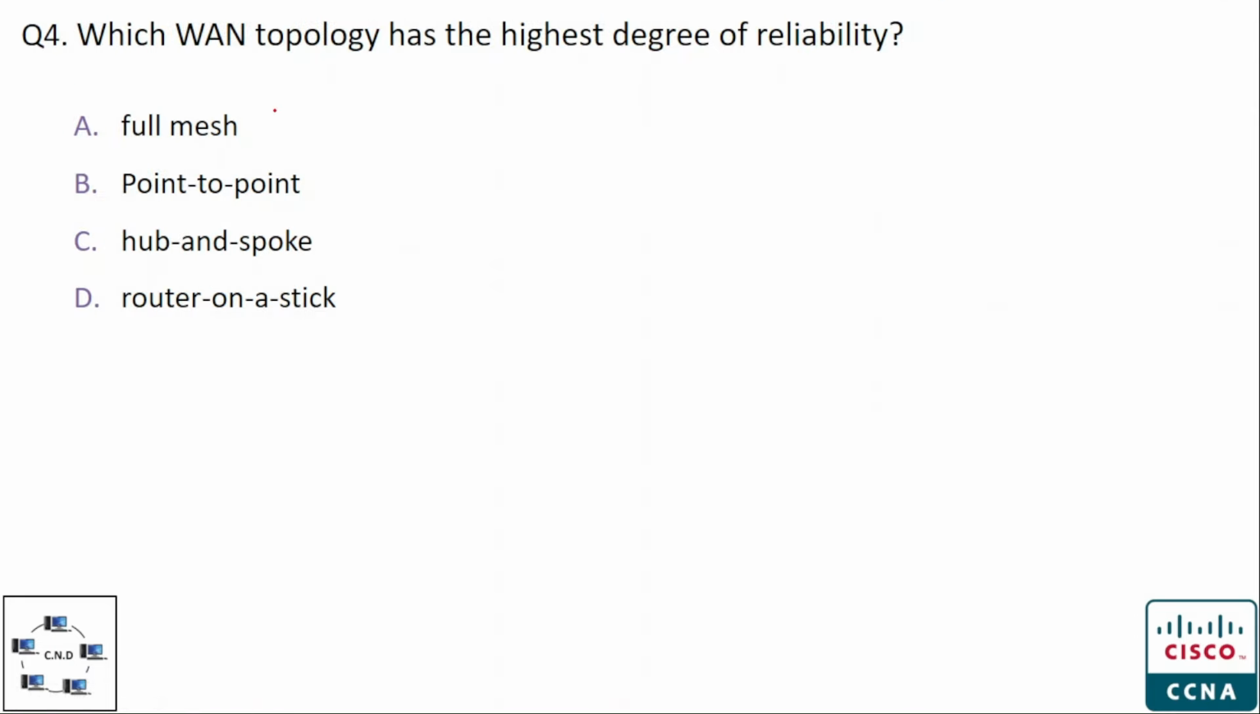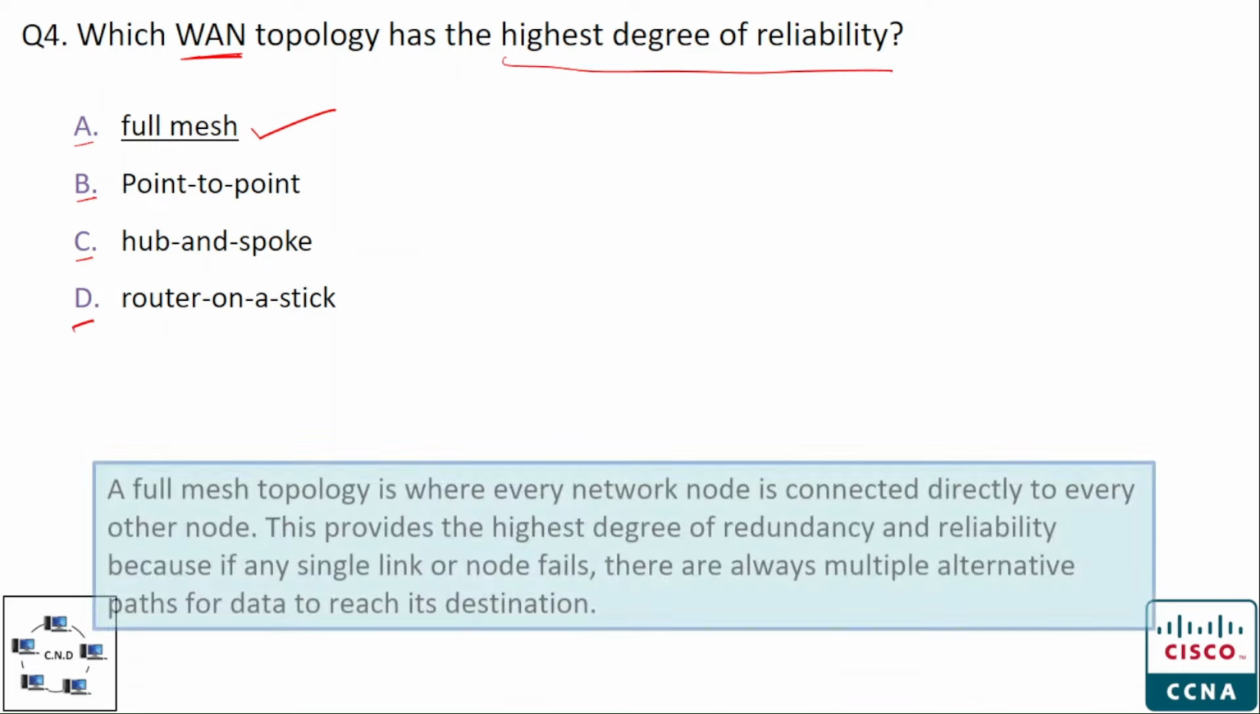Question number 4. Which WAN topology has the highest degree of reliability? We are talking about WAN topologies. These are also the LAN topology, but here we are talking about the WAN topology, and the options are option A, full mesh, option B, point to point, option C, hub and spoke, and option D, router on a stick. And the correct option is that the full mesh topology has the highest degree of reliability and availability.